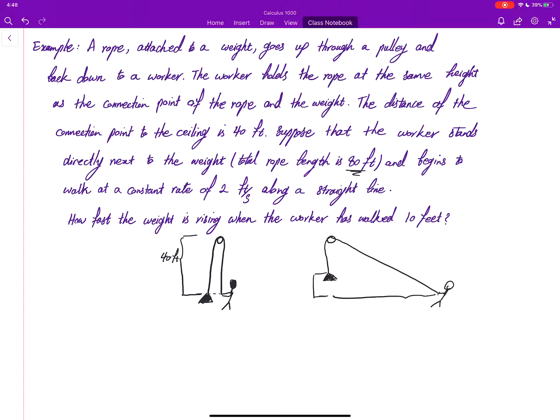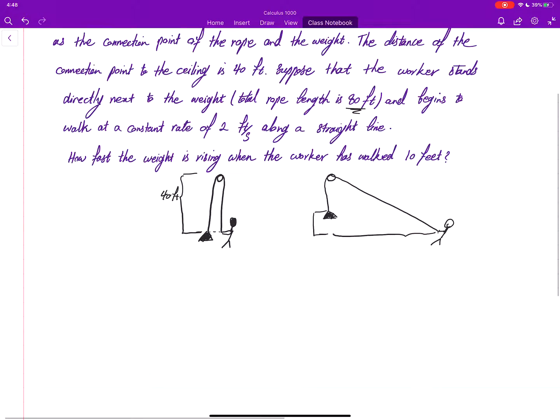Okay, so the question may seem a little bit complicated, but let's just start identifying the variables. The two things that we have the rate of change for, one is unknown, one is known, is first of all the distance of the worker from the original spot. So this is how far the worker is from his original place. Let's just denote it by D.